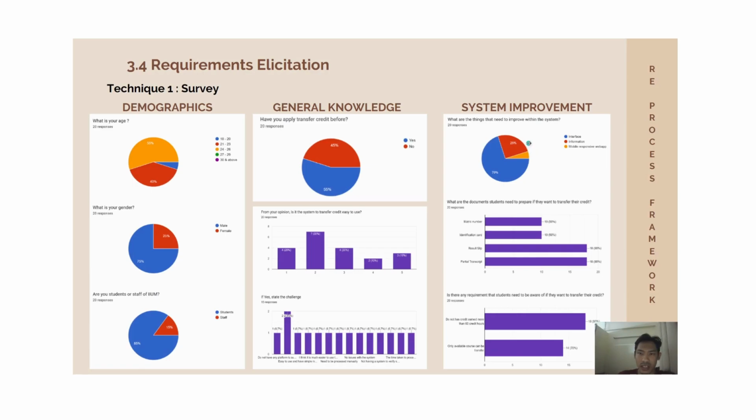And then lastly, we ask about the system improvement, to ensure that from this information we can make some improvements during the development, such as questions like how to improve the system, what documents students need to prepare, and also any requirements that students need to be aware of if they want to apply for transfer credit. So this is the first technique of our elicitation, the survey technique.